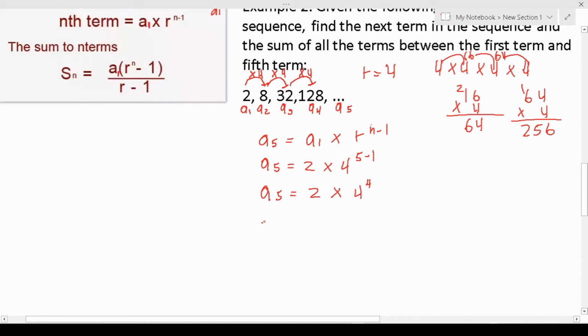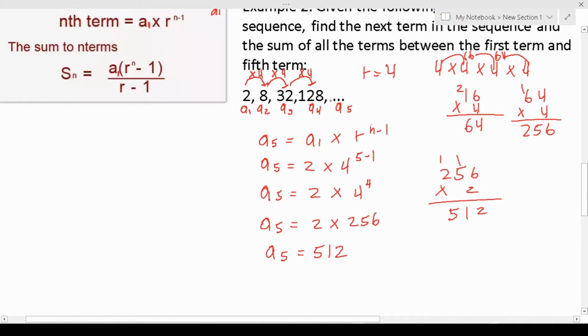Okay, so we know this is a to the 5 equals 2 times 256. Now all we have to do is figure out what 2 times 256 is. Again, that's 256 times 2. 6 times 2 is 12, carry your 1. 5 times 2 is 10, plus 1 is 11. 2 times 2 is 4, and we carry our 1 there, so this is going to be 512. So a to the 5 equals 512.